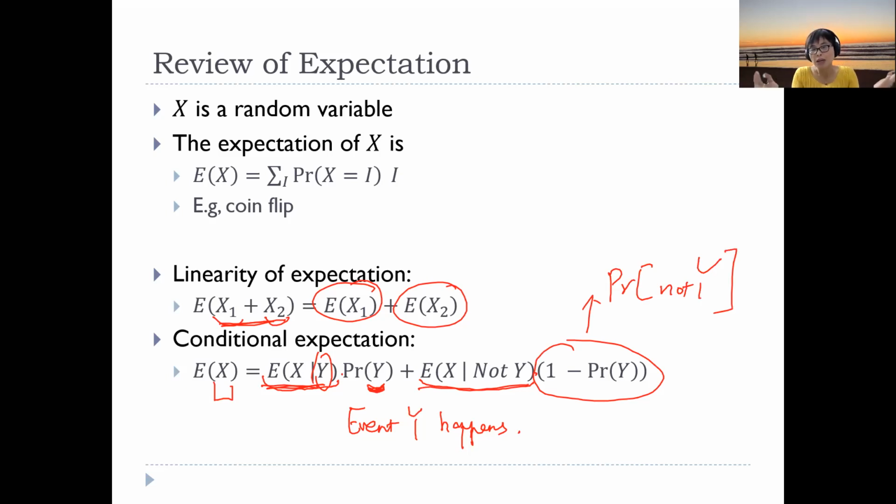Intuitively, why is this useful? Basically, when your algorithm has case analysis: when something happens, you do action 1, and when it doesn't happen, you do action 2. Here, this tells us that you can use the conditional expectation to compute the final time.